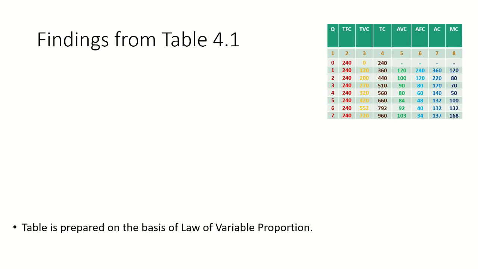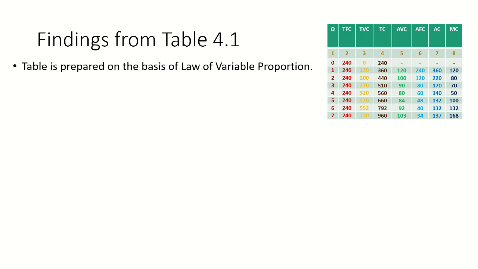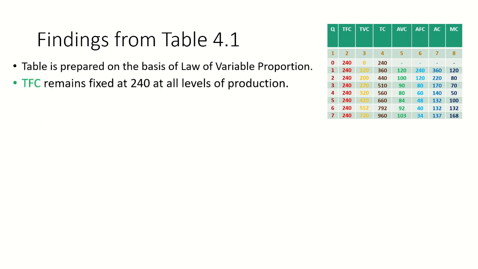Actually, what are the findings we want to study from this table? This table is for studying the cost function in the short run. The first thing is that the table is prepared on the basis of the law of variable proportion. What do you mean by this law of variable proportion? We studied it in the last module. The law of variable proportion, or the law of diminishing returns, means that if the quantity of the variable input is increased continuously, the output will first increase, but after a stage output will decline, keeping the other factors constant. So this table is prepared on the basis of the law of variable proportion.